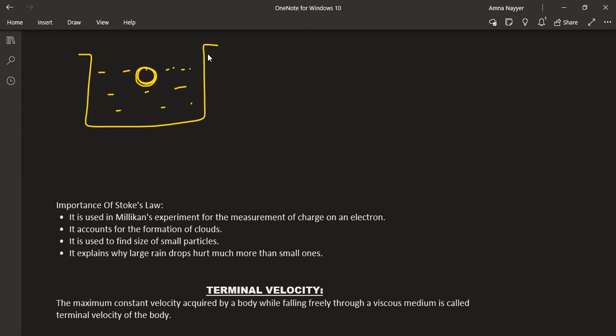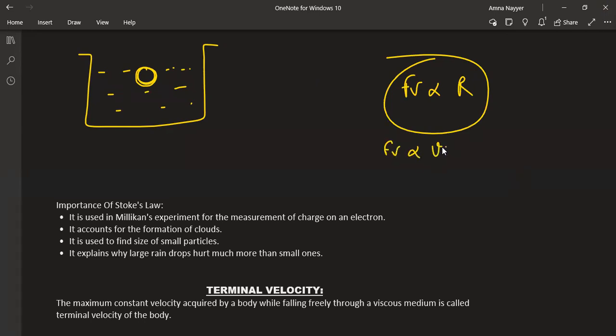How much viscous force will be applied? Formation of clouds, as in when the water droplets are moving up, there it is used. Then find the size of small particles, or why large raindrops hurt much more than small ones. See, the reason is that the viscous force F is directly proportional to radius. This is also directly proportional to velocity. If you increase radius, if you increase velocity, your viscous force will ultimately increase. These are just the simple reasons. So this is all about Stokes law. Just the simple formula 6 pi eta RV is your Stokes law.